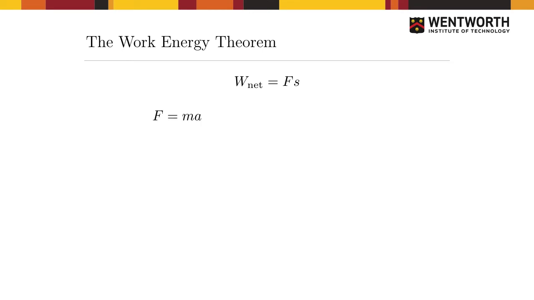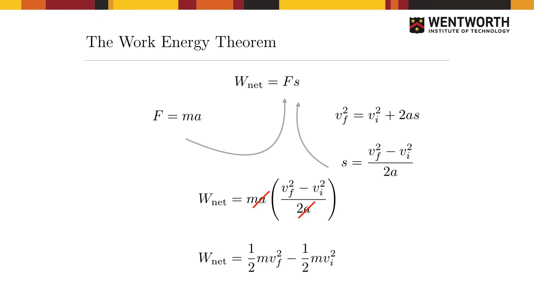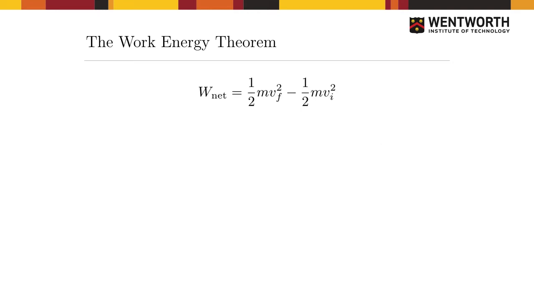Now we know that any force can be written in terms of Newton's second law, F equals ma. So let's plug that into our equation for work. Additionally, we can use our fourth kinematic equation to solve for the displacement, s, and we'll plug that into our equation for work as well. Doing this results in a cancellation of the acceleration in our equation. Finally, simplifying gives us our final result. This equation is referred to as the work-energy theorem, and it is extremely useful in dealing with complicated problems.